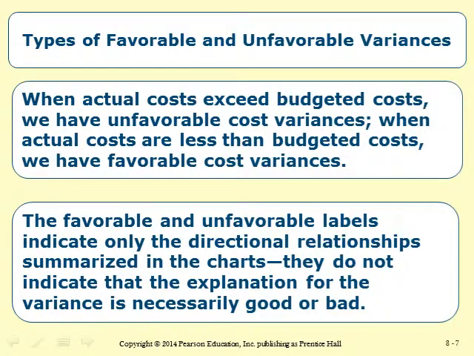However, cost variances work in the opposite way because increases in cost decrease profitability. When actual costs exceed budgeted costs, we have unfavorable cost variances. When actual costs are less than budgeted costs, we have favorable cost variances. The favorable and unfavorable labels indicate only the directional relationships summarized in the charts. They do not indicate that the explanation of the variance is necessarily good or bad.